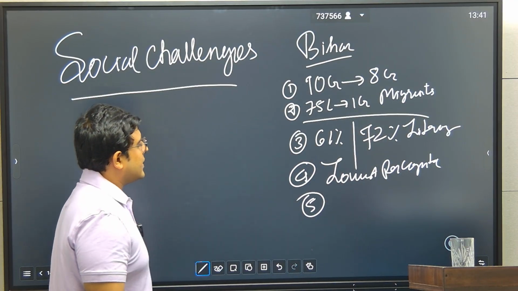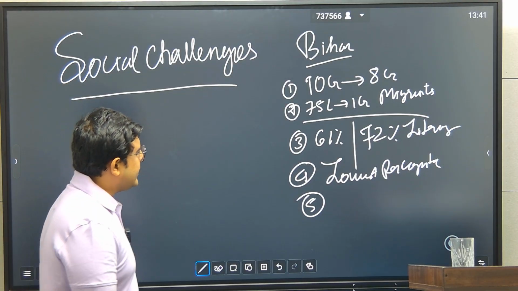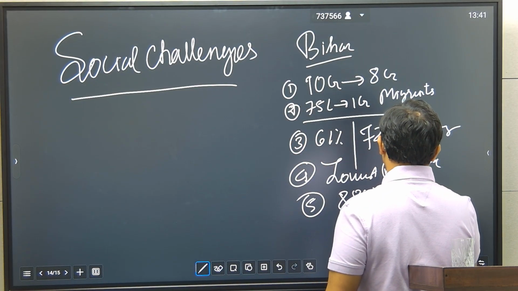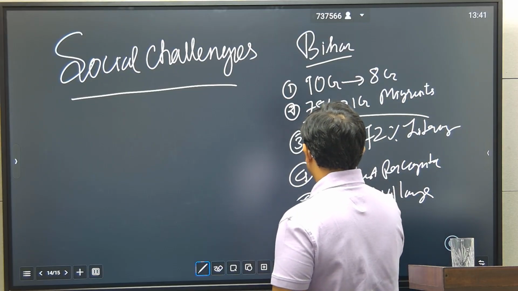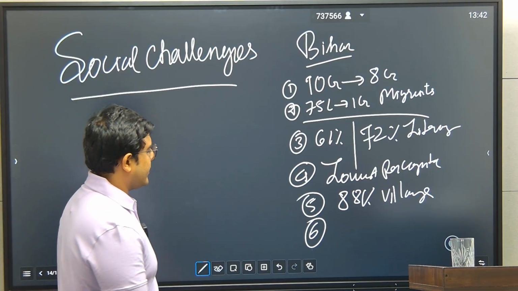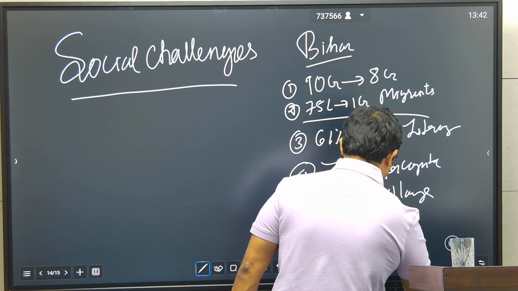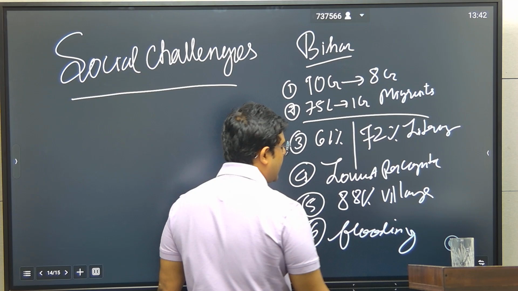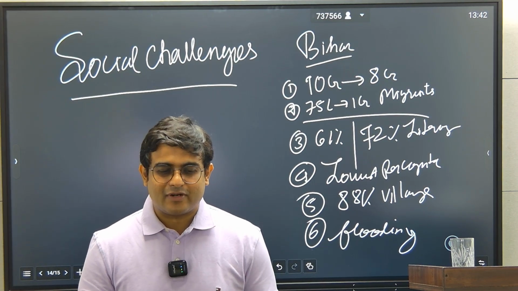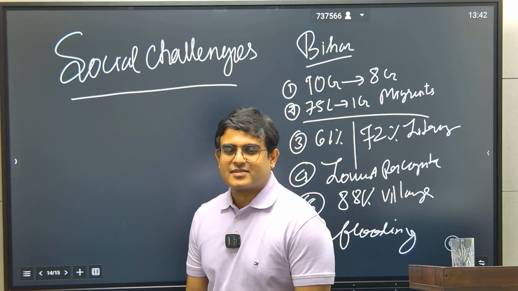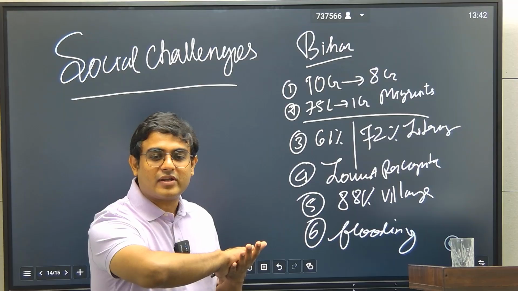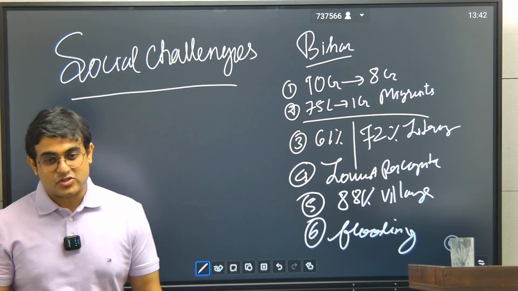Lowest per capita income, and 88% of the population lives in villages, and Bihar is highly vulnerable to flooding. And mind you, flooding is not what you experience in urban India, some 1 or 2 days water filling to your knees, etc. Flooding in Bihar is very bad. Entire villages get flooded for months, weeks also.